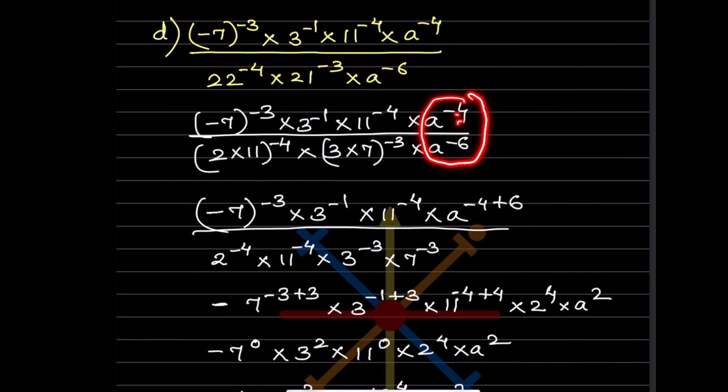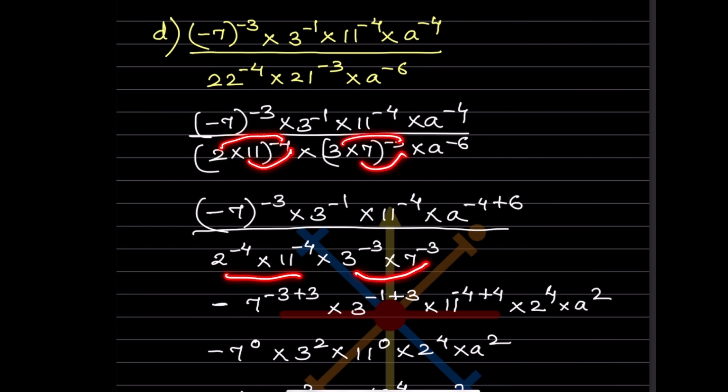So minus 4, minus and minus becomes plus, because a raised to m divided by a raised to n is going to be a raised to m minus n. So this is going to be plus 6. And here we can do 2 raised to minus 4 into 11 raised to minus 4. This is what is written here. 3 raised to minus 3 into 7 raised to minus 3. That is what is written over here.